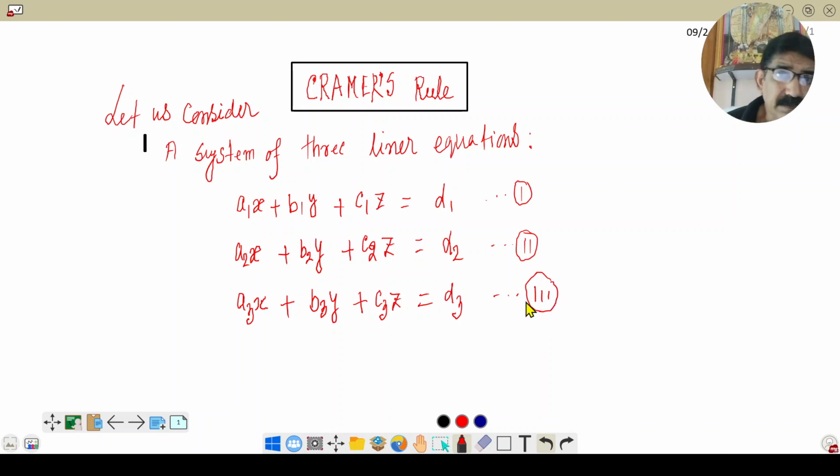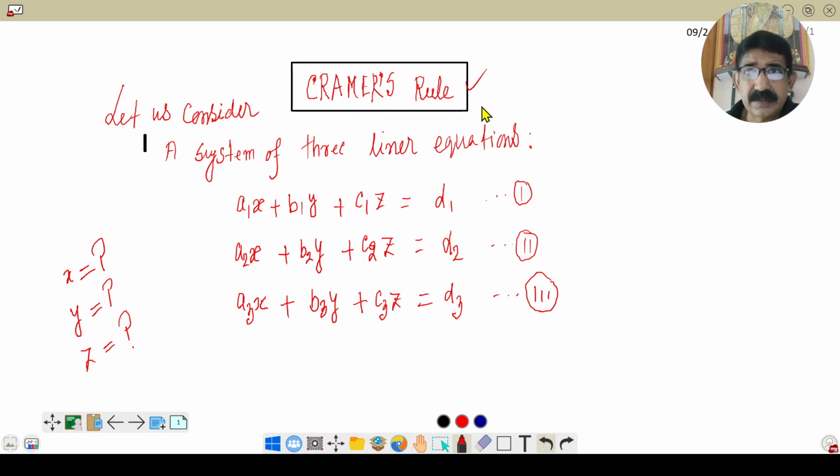Now, the students who are acquainted with the principles of determinant will be able to easily solve to find out the values of x, the value of y, and the value of z with the help of this particular rule, Cramer's rule.